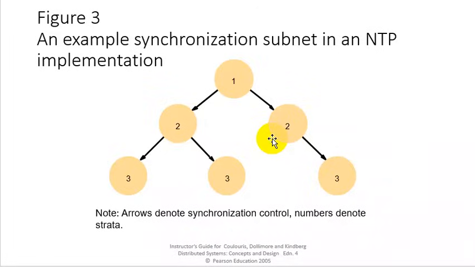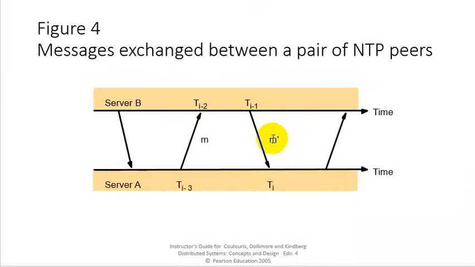So here is the NTP synchronization network. This diagram shows the hierarchy of NTP servers. Primary servers obtain time from highly accurate sources, while secondary servers synchronize with them and distribute time to clients. Here we see how two NTP peers exchange timestamps. These timestamps help estimate network delay and clock offset, so that each system can accurately adjust its local clock.